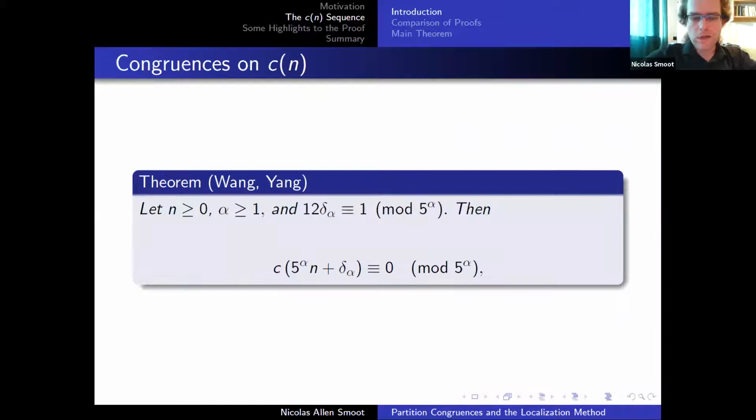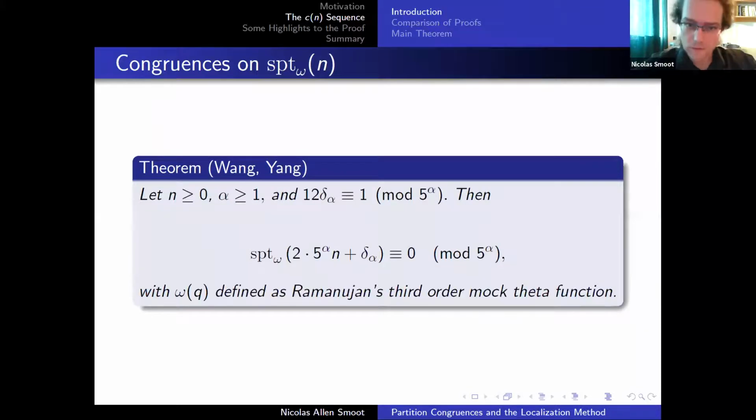Now, Wang and Yang were able to give a proof. I don't actually know about the current status of their paper, but they gave a proof that this c(n) function has a family of congruences for powers of 5. That if 12n minus 1 over 5 to the alpha, that is, if 12n is 1 mod 5 to the alpha, then c of this number is divisible by 5 to the alpha. And the reason this is interesting is that using this, you can prove that there's a corresponding congruence family for powers of 5 for the SPT analog of the omega function.